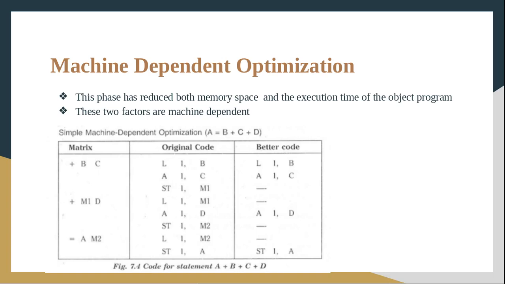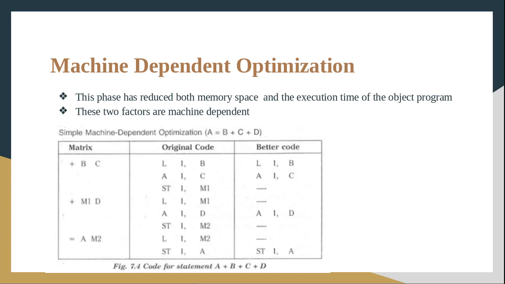Again, that result I am not going to store to any intermediate variable M2. So I will skip the next two lines, that is ST1 comma M2, L1 comma M2. The final result is already available in register 1. Store that register 1 content into the variable A. So what happened? I have skipped the third, fourth, sixth, and seventh lines. That means I have optimized my object code.